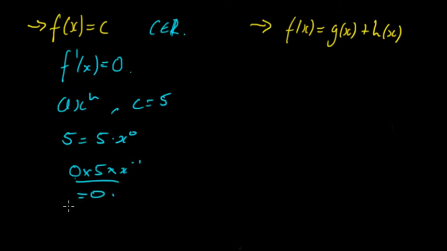And if it was just a constant, well, then we can say the constant is equal to constant times x to the 0, and 0 is always going to come down the bottom, so when we differentiate, it's always going to equal 0.